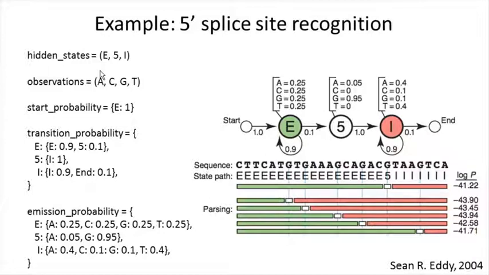And then we solve the problem using the dynamic programming algorithm we just talked about. And we find the most likely path, which is this path. It has the highest log probability, and has the 5' splice site here.